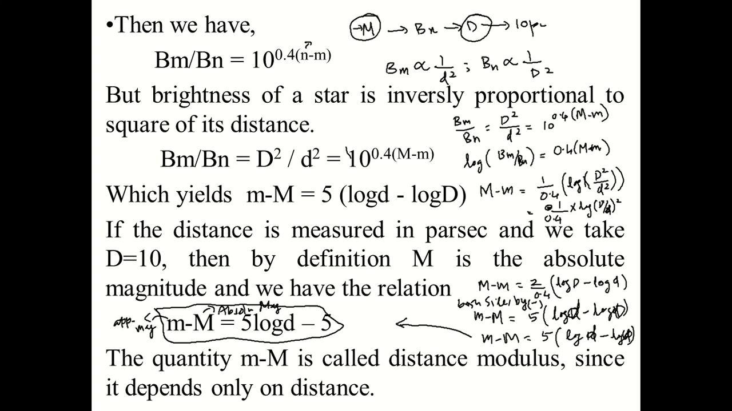The quantity m minus M is called the distance modulus, since it depends only on the distance of the star. So this relation is actually the fundamental relation between the apparent magnitude small m, the absolute magnitude capital M and the distance of the star measured in parsec. So that's all about the apparent magnitude and absolute magnitude of a star.